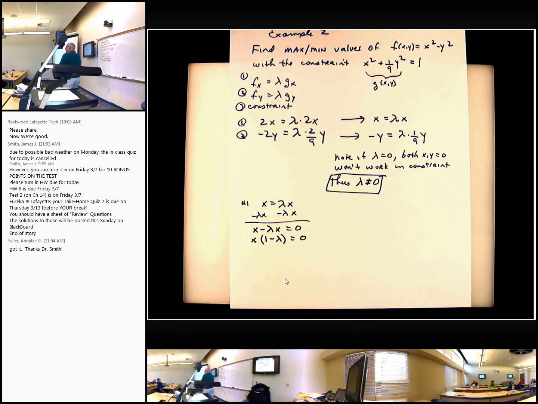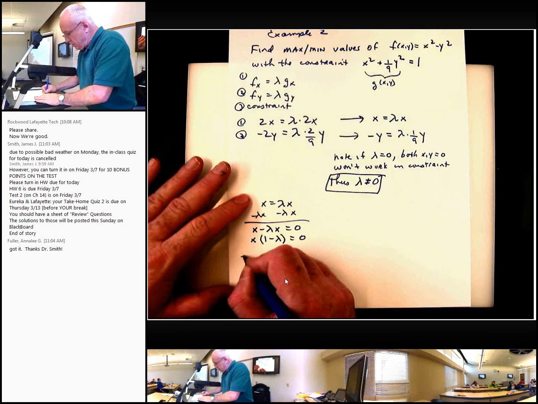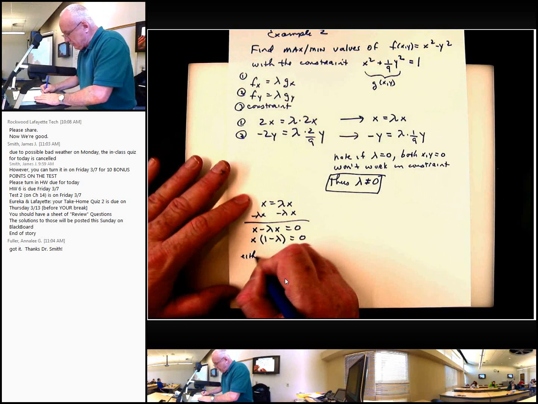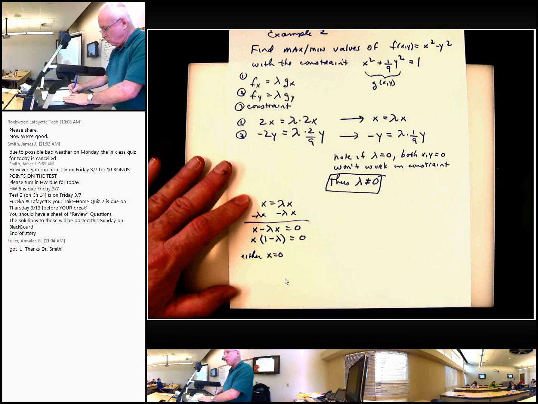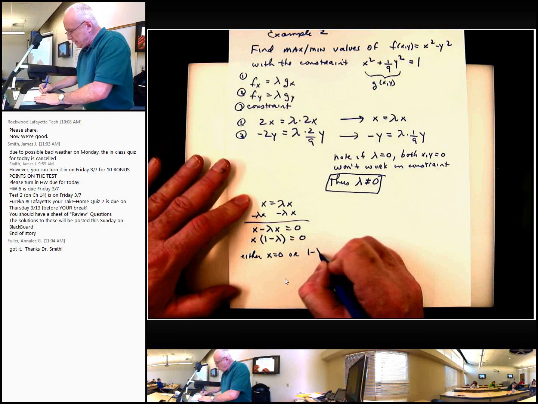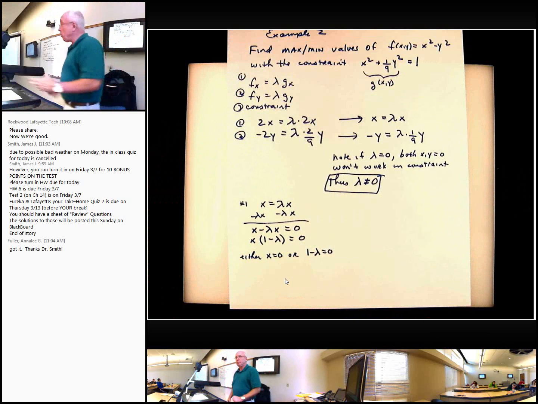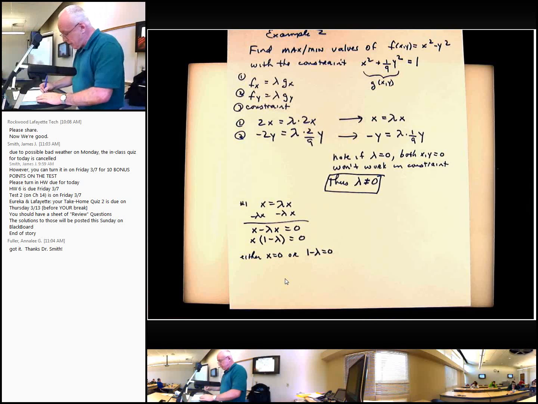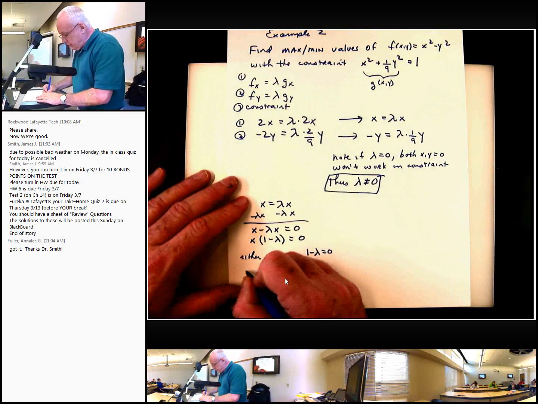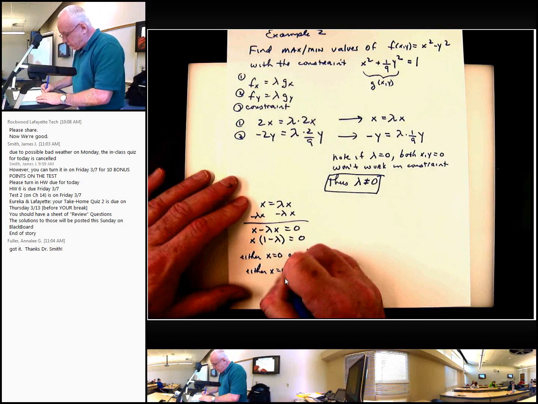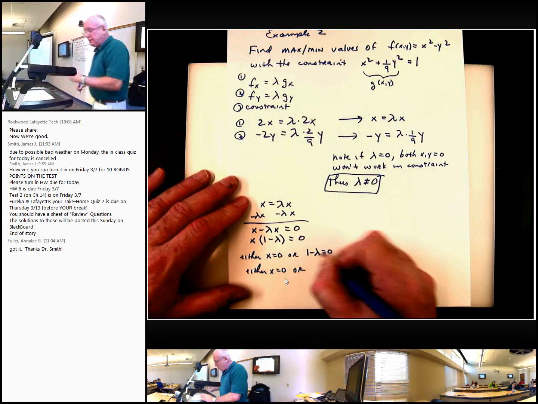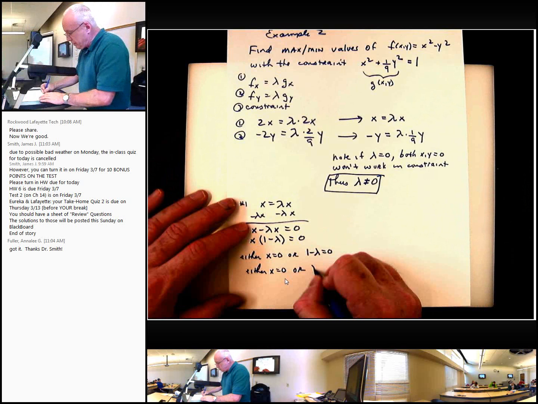So when we have this, that means we can set the two factors equal to 0. This tells us that either x is going to equal 0 or 1 minus lambda is equal to 0. One or the other. Or both. We could have both, but one or the other. And of course, this means either x is equal to 0 or, let's add lambda to both sides, lambda is equal to 1.